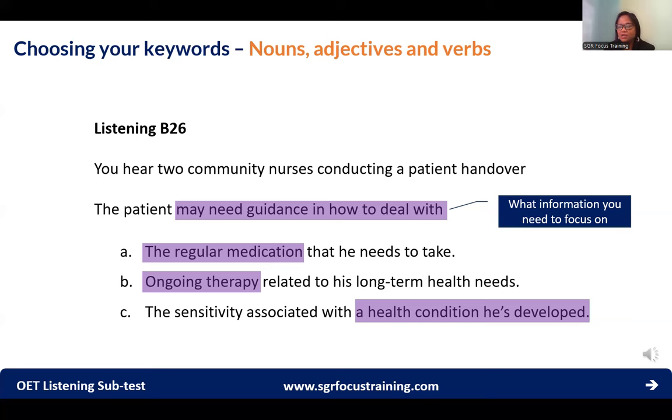Now, when you are listening, always make sure you know the specifics, okay? So the medication is not just any medication, it's the one that he needs to take. The therapy is not just any therapy. This is a therapy or a treatment related to his long-term illness. And then it's not just a health condition he's developed, but something about the sensitivity associated with it. Let's listen. Question 26. You hear two community nurses conducting a patient handover. Now read the question.